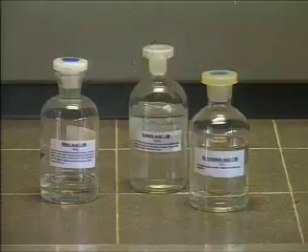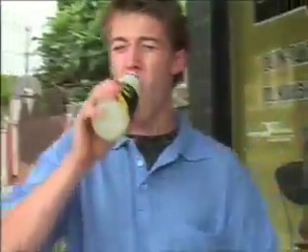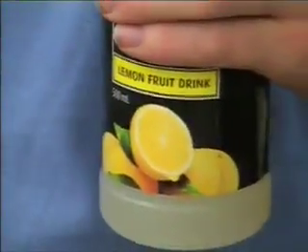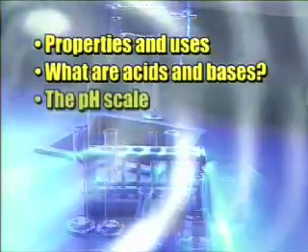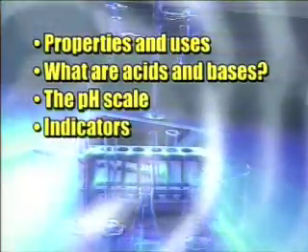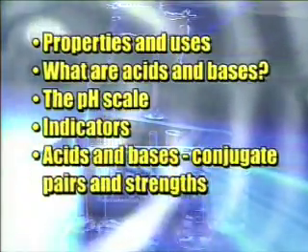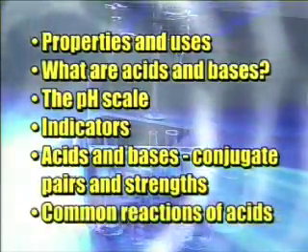Today we're going to look at two types of chemical groups, which are very important in chemistry and everyday life. Acids and bases. We'll look at properties and uses of acids and bases, what are acids and bases, the pH scale, indicators, acids and bases, conjugate pairs and strengths, and common reactions of acids.